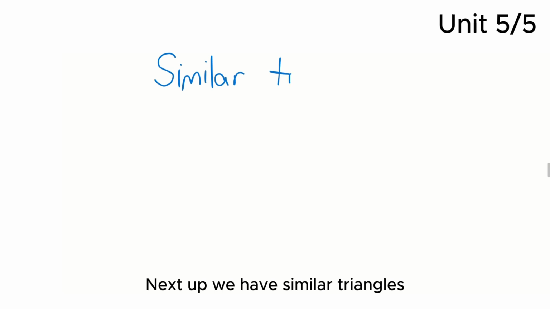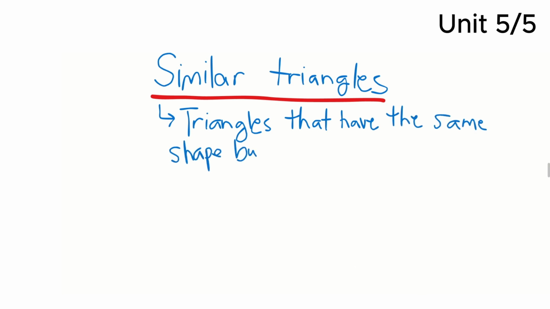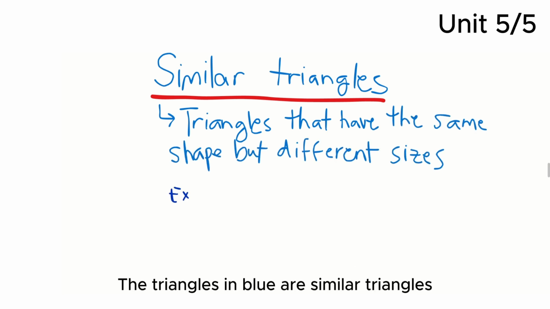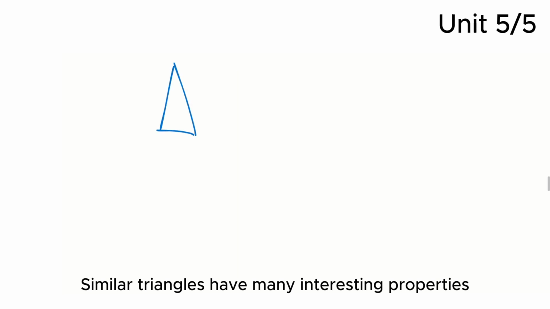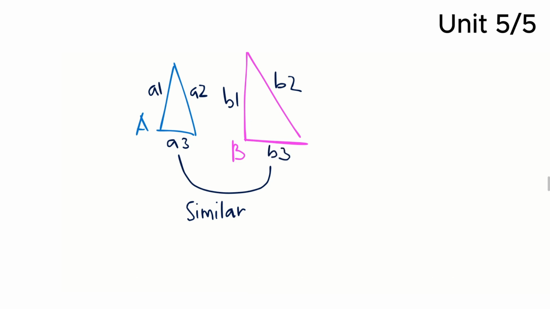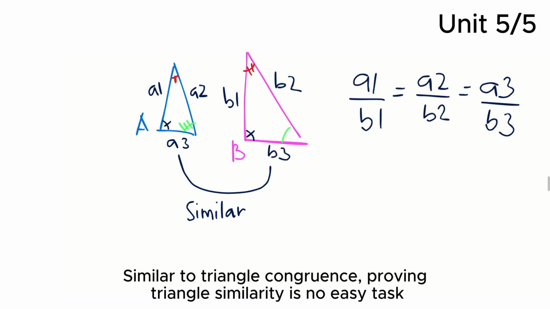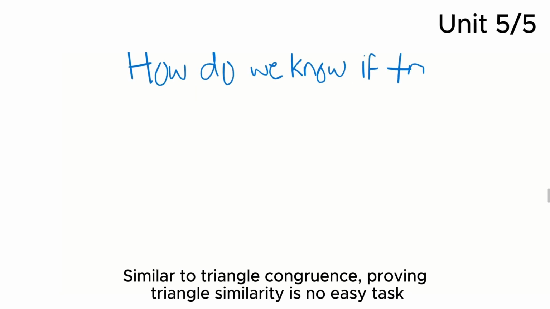Next up, we have similar triangles. Similar triangles are triangles that have the same shape but different sizes. The triangles in blue are similar triangles. Similar triangles have many interesting properties. If 2 triangles are similar, the following property holds true. Similar to triangle congruence, proving triangle similarity is no easy task.